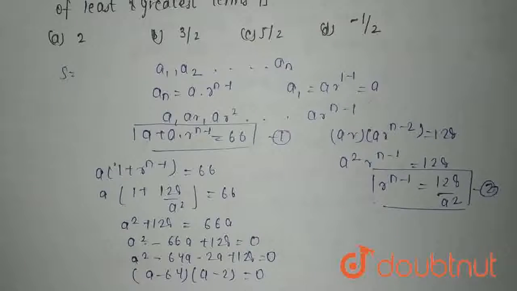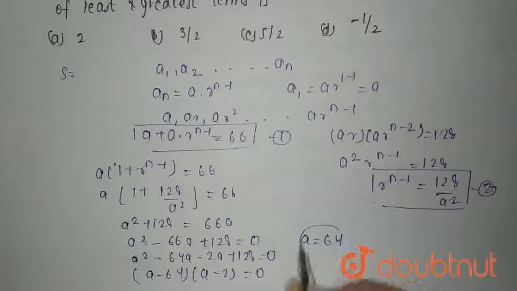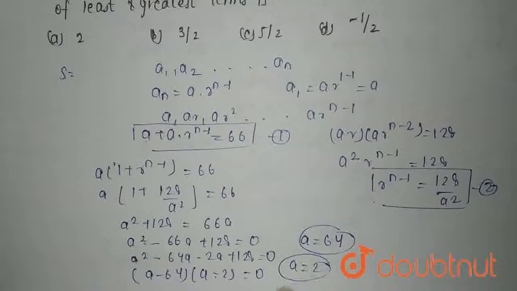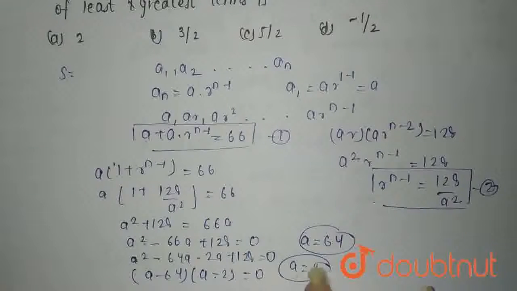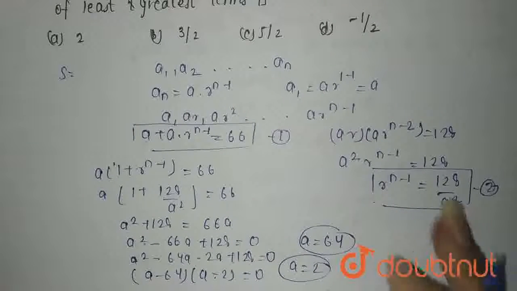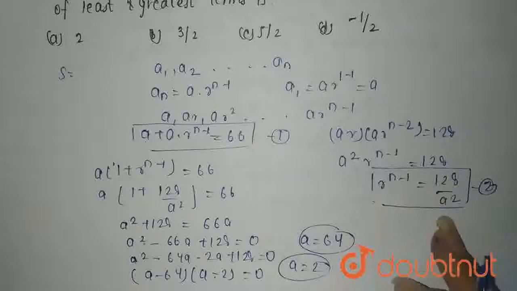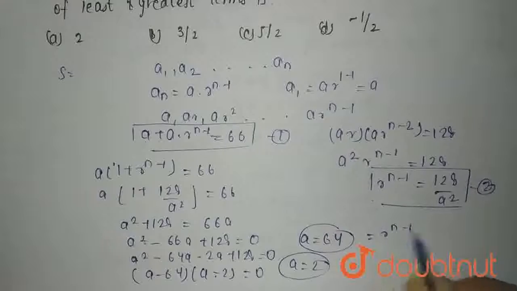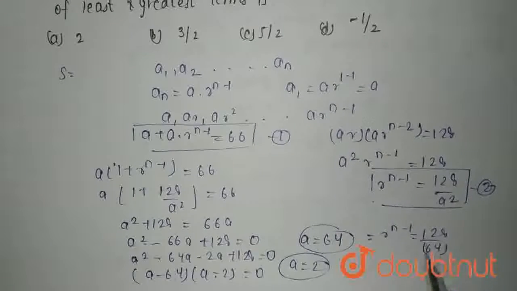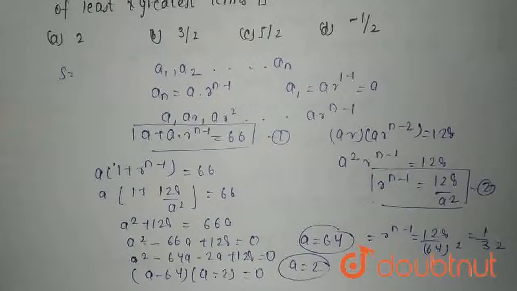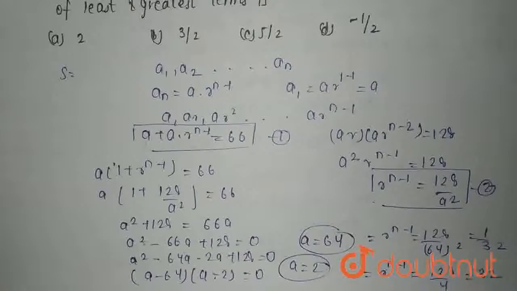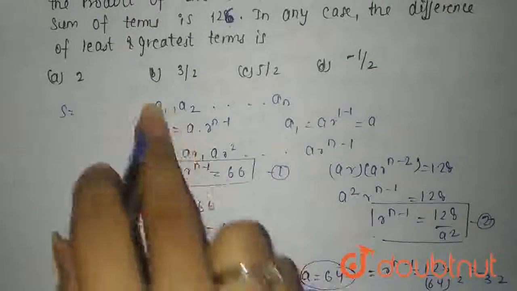So the value of a is equal to 64 from this, and a is equal to 2 from this. But there cannot be two values of a. And the given r^(n-1) is equal to 128 divided by a square. So when a is equal to 64, r^(n-1) is equal to 128 divided by 64 the whole square, that is 1 by 32. And when a is equal to 2, the value of r^(n-1) is equal to 128 divided by 4, that is 32. And you know that this is the increasing GP.